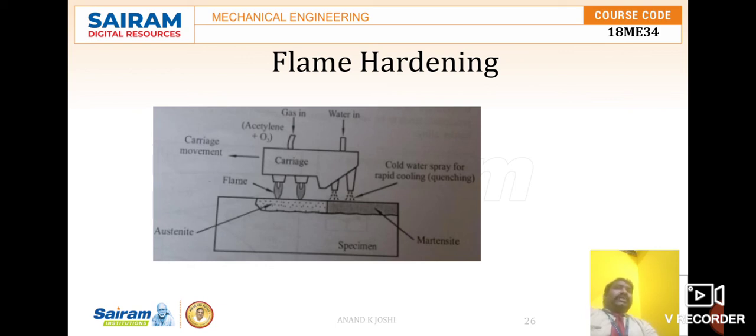The interior core remains soft. The depth of hardening produced by this method depends on the frequency of the AC current used, and a higher frequency is considered for a lesser hardened depth. The major advantage of this process is the speed and the ability to confine the heating to the surface. So this is what we can understand about induction hardening.